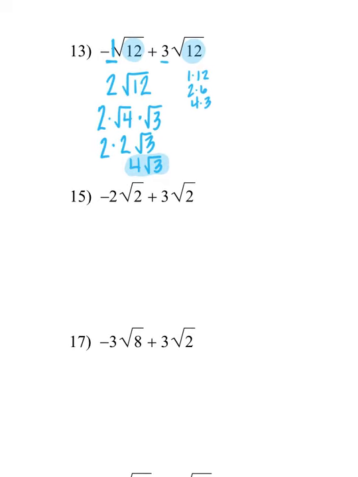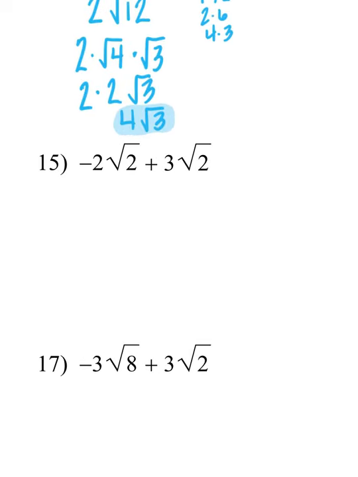So if you look at 15, the number under the radical is the same. I have a 2. And all I'm going to do here is add negative 2 plus 3, and I get 1 radical 2. Now here, I can't break radical 2 down, so that's my answer here. So the only time you need to continue to break it down is if it will break down.